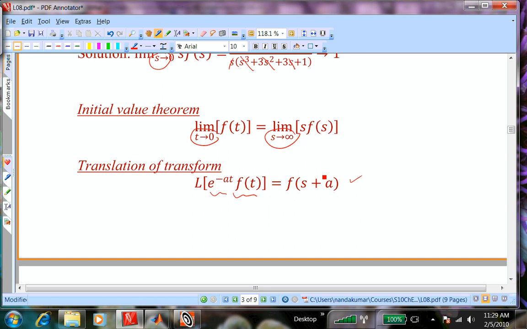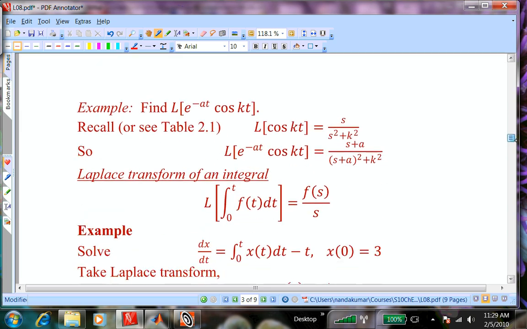Whenever there is s, replace it by s plus a. This is equivalent to multiplying the original function by e to the power minus at. This we will find useful because whenever you have a piping system, for example, in a chemical plant, you open the valve, it takes a few minutes for the flow rate to be felt in the next process unit. This is called a time delay. And the time delay processes are typically modeled by e to the power minus at terms. So the delay will occur in the Laplace transform. And we saw an example of this already in one of the lectures.